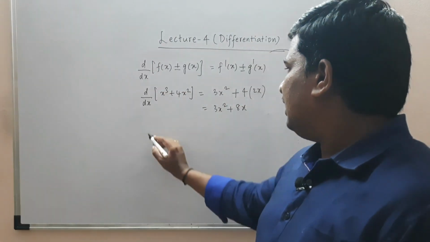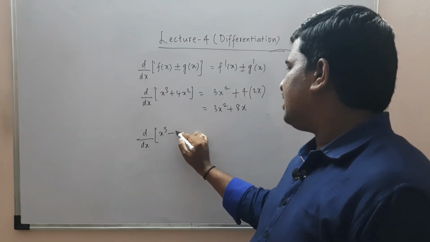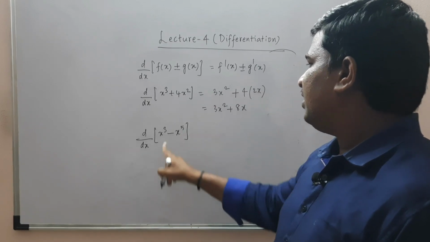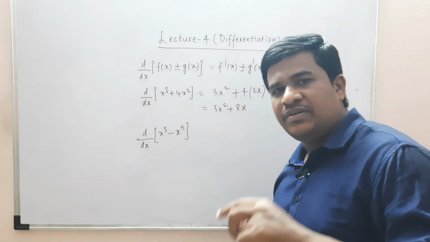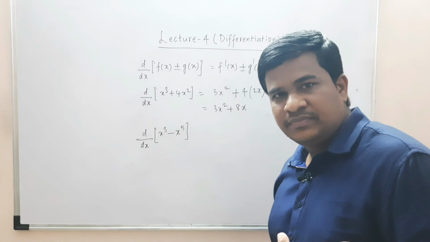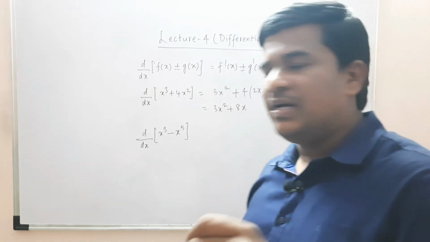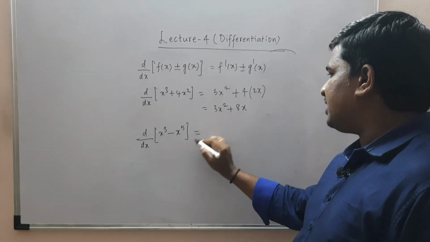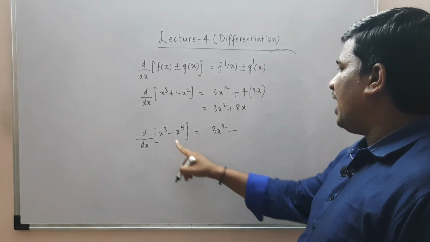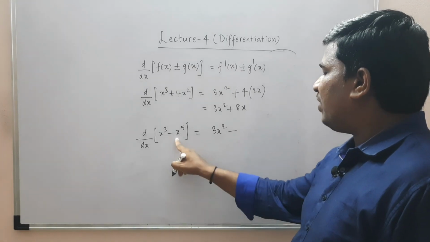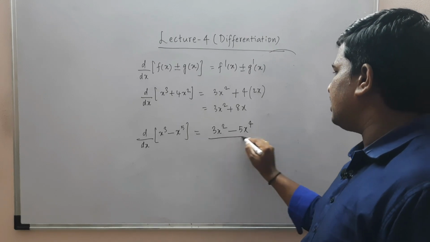On the other hand, let me give you another example where d by dx of x cube minus x power 5. You have two functions, let them be f of x and g of x, which are having a minus symbol in between them. So what do you write here? F dash x is the derivative of x cube. You will write 3x square minus, as you have minus, you are proceeding with minus here, and for x power 5, you will be writing 5x power 4. That's it. This is the required answer.